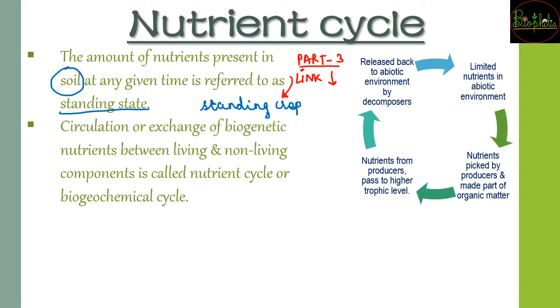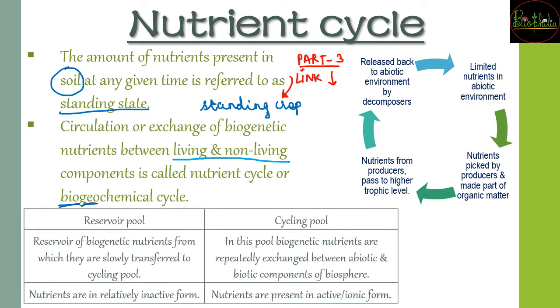Now you are going to see that the amount of nutrients, that is the standing state, is going to be circulated, and the circulation will continue between the living and the non-living components. That is called the nutrient cycle or the biogeochemical cycle. Bio because it goes through the living, geo because it goes through the soil, and chemical, that is the nutrients. So it is rotating, circulating between the two, so it is a cycle.